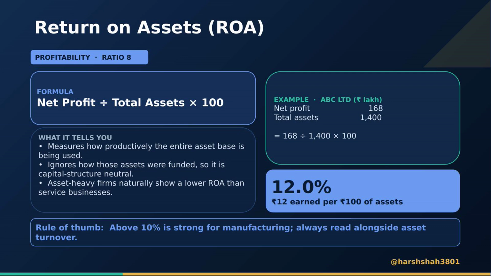And here's something clever about this ratio. It ignores how those assets were funded, so it's completely capital structure neutral. Keep in mind, asset-heavy businesses will naturally show a lower ROA than service businesses, so don't compare a factory's ROA to a consulting firm's ROA. As a rule of thumb, above 10% is considered strong for manufacturing.